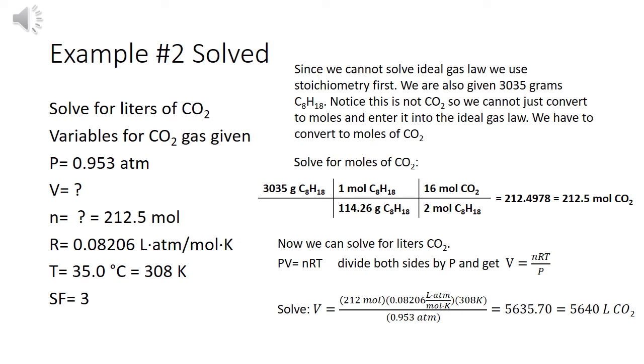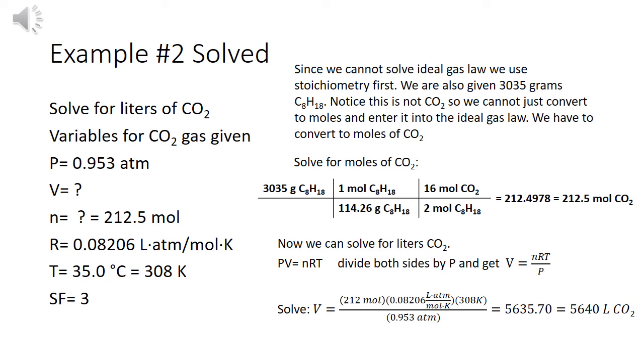So we're also given the 3,035 grams of the C8H18. Now, this is not carbon dioxide, CO2, so we cannot just convert that to moles and put it in our ideal gas law. We have to get it to moles of carbon dioxide, and this is where our stoichiometry comes in. So, can't use the ideal gas law first, we're going to use our stoichiometry first.